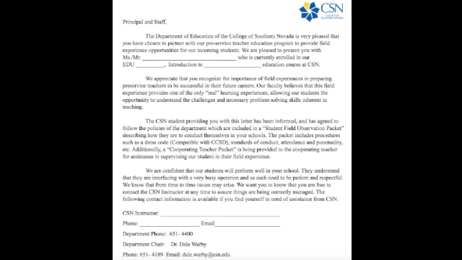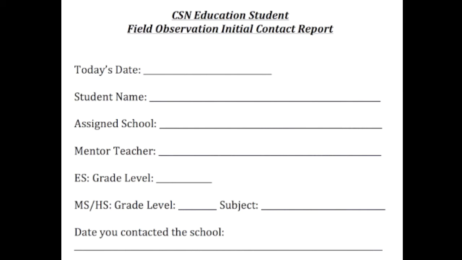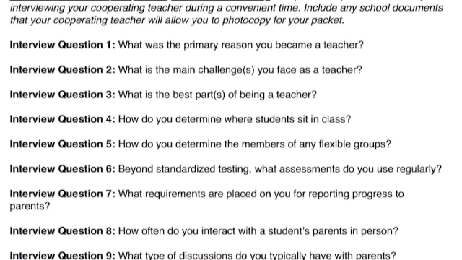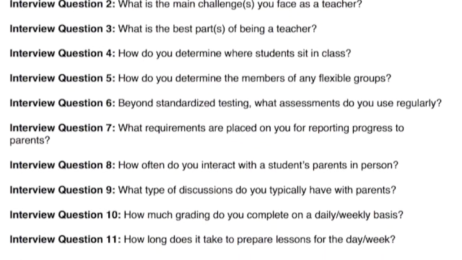Before your first visit to the school, you are required to print out several documents, the first of which is the entry ticket. This short form must be filled out and brought to the school's office manager the first time you visit the school. The second document you'll need to print is the CSN Field Observation Packet. Within this document, you will find a number of activities that must be completed over the course of the semester.